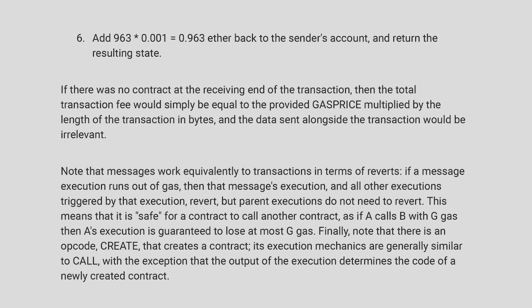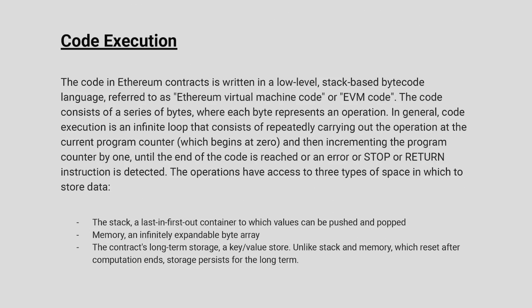Finally, note that there is an opcode CREATE that creates a contract. Its execution mechanics are generally similar to CALL, with the exception that the output of the execution determines the code of a newly created contract. Code execution. The code in Ethereum contracts is written in a low-level, stack-based bytecode language, referred to as Ethereum Virtual Machine code, or EVM code.